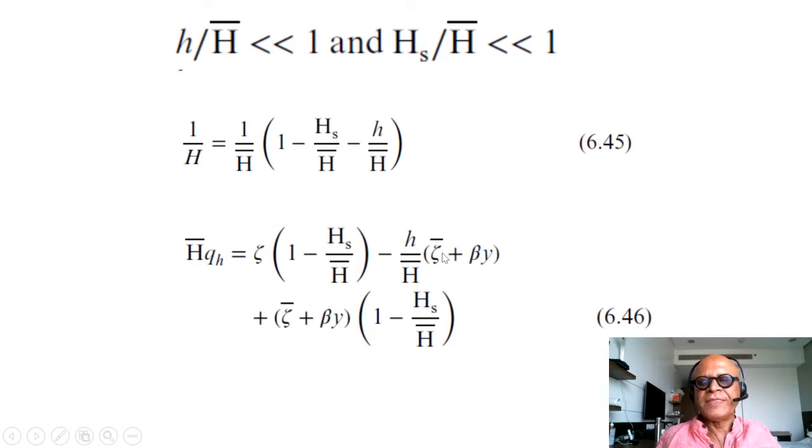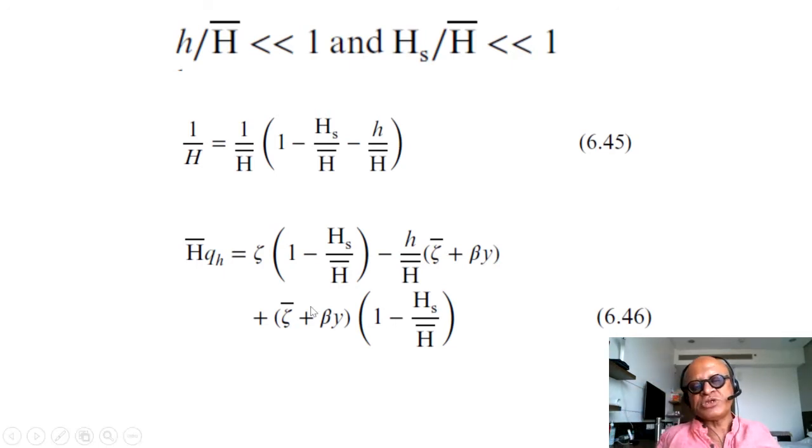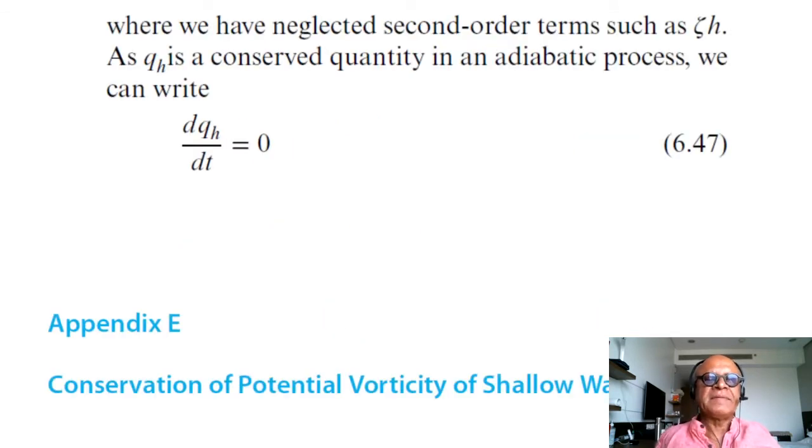So you look at that in terms of the perturbation vorticity, flow field depth, and this function of mean basic state vorticity plus the planetary vorticity. Beta y is essentially the rotational tendency introduced by the fact that Coriolis changes with latitude, and this depends on the mean depth again. So potential vorticity is going to depend on the depth as well.